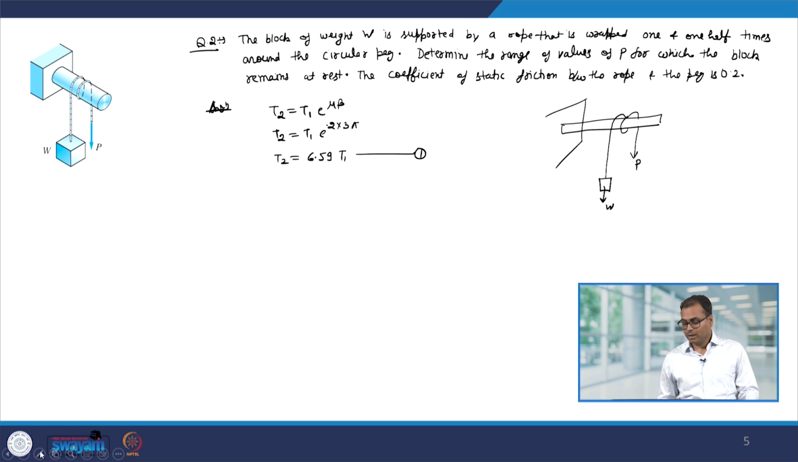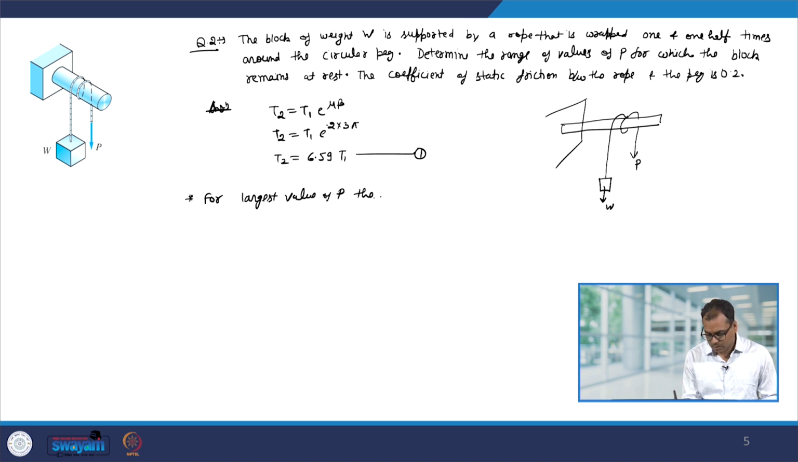Now, let us first find out the largest value of P. If we are looking at the largest value of P, in that case you can think that the impending motion of the block is upward, because P is largest. So, therefore, for the largest value of P, the block will be on the verge of moving upward.